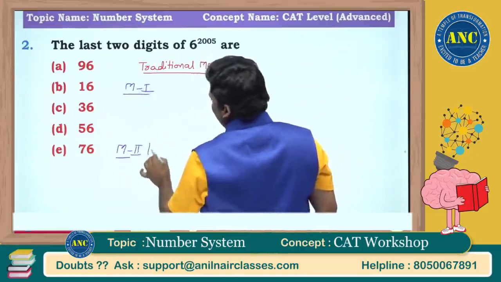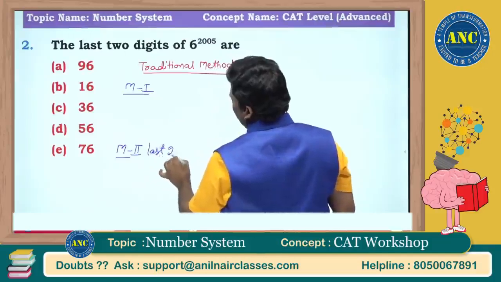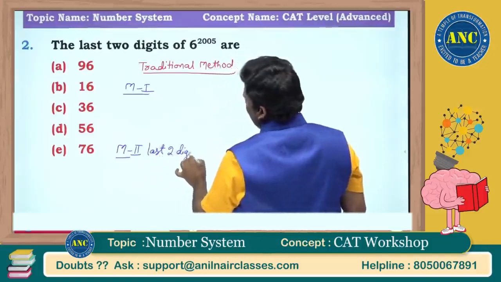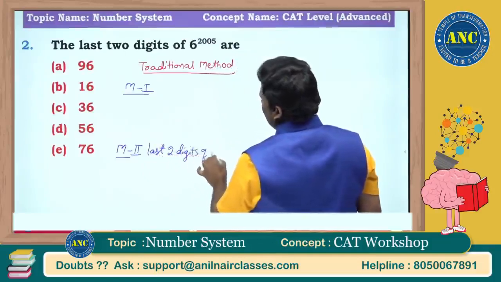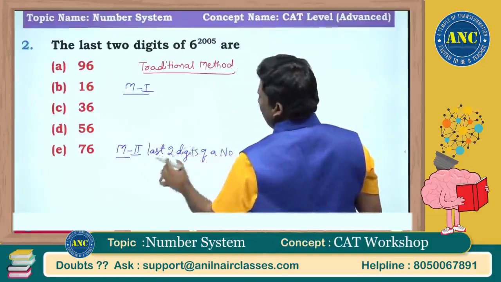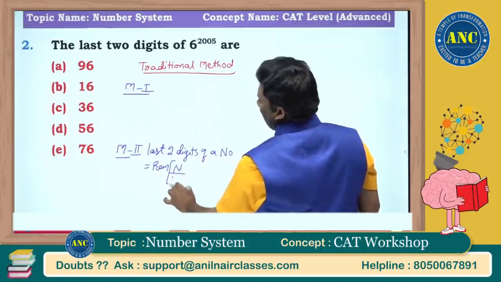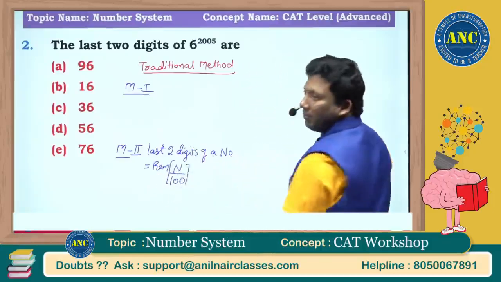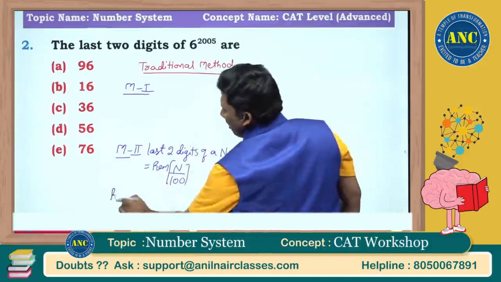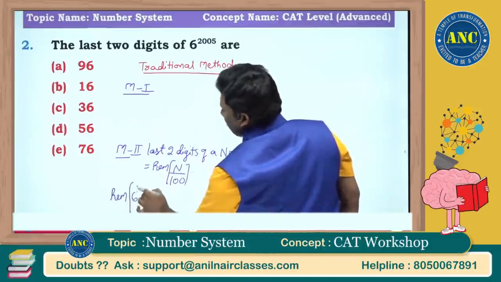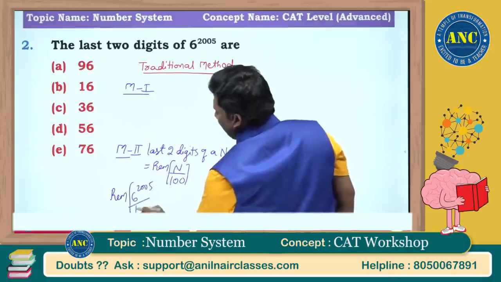Method 1: the last 2 digits of a number are the remainder when you divide the number by 100. So what will they do? They will do 6 power 2005 divided by 100.